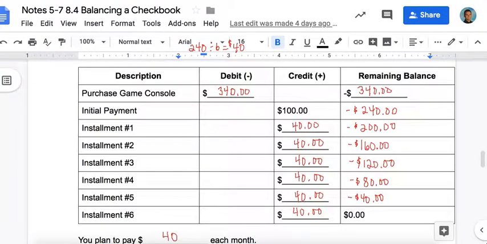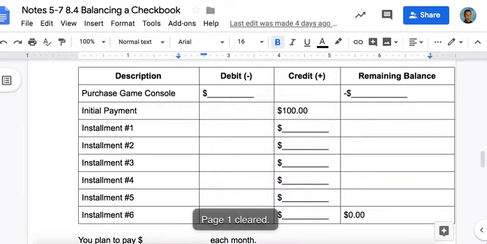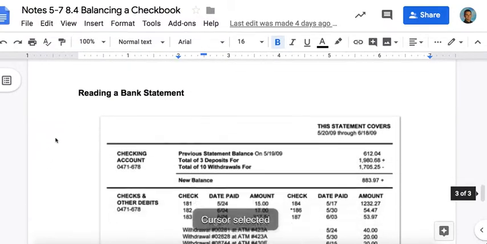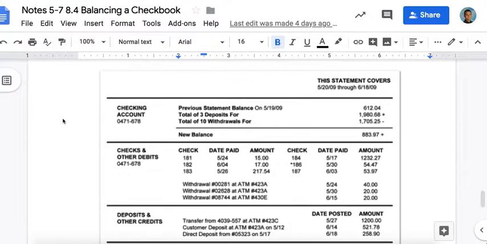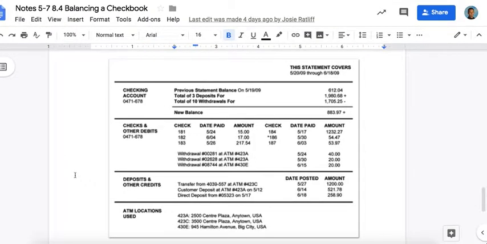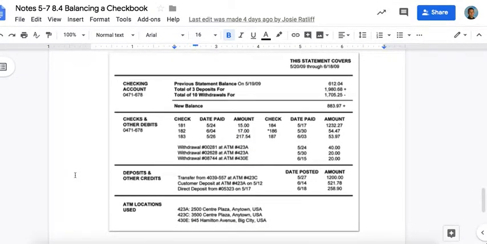Okay, turn to the last page. Now we're going to look at reading a bank statement, and I'm going to change screen here so we can see this a little bit better. Okay.